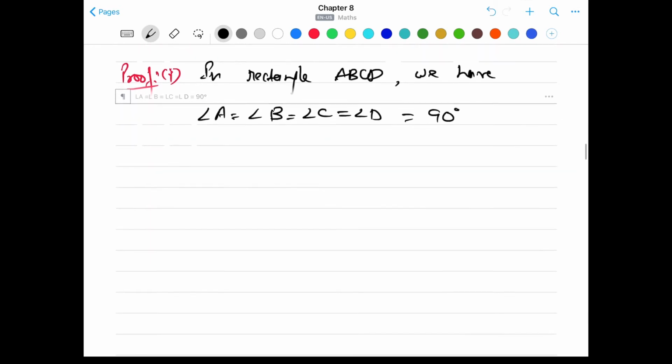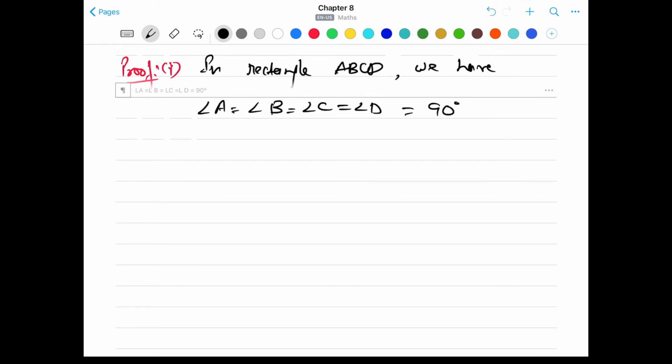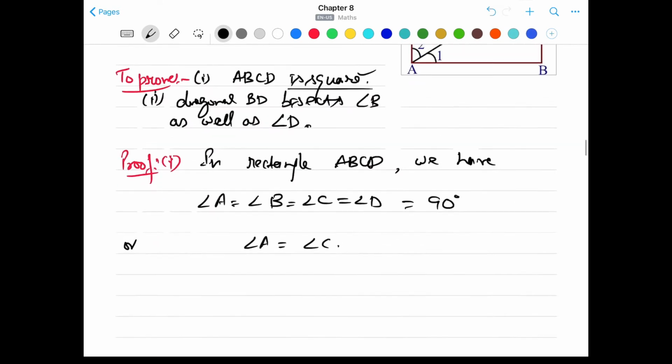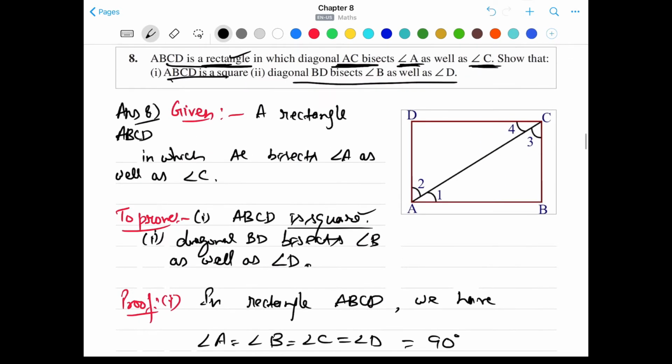Okay, so as we know, in the rectangle all the four angles are equal and each will be of 90 degrees. So from here we can write angle A is equal to angle C. In the question it is given that diagonal AC is bisecting angle A as well as angle C. So what I have written here is that since AC is bisecting angle A and angle C, I have marked these as angle 1, angle 2, angle 4 and angle 3.